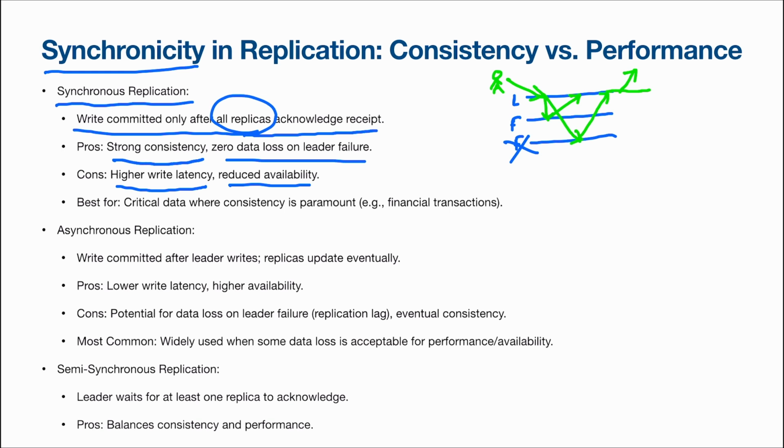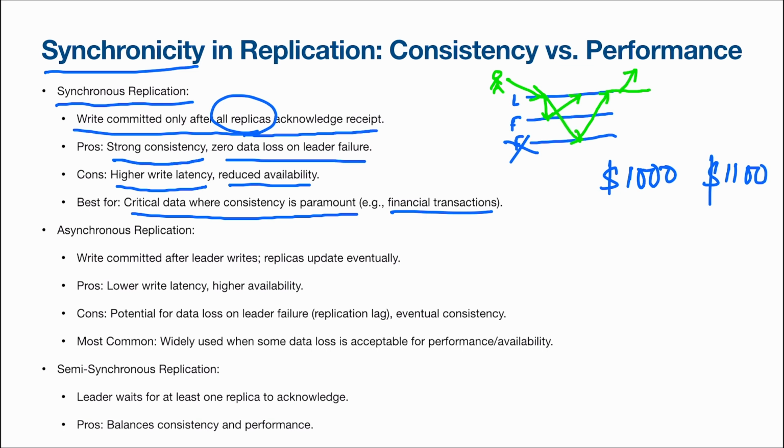What is it best for? So critical data where consistency is paramount. For example, we have financial transactions in banking sector or in stock market, where the data needs to be very consistent. It can't be that from one machine I see $1,000 of balance, and from another machine I see $1,100 of balance.